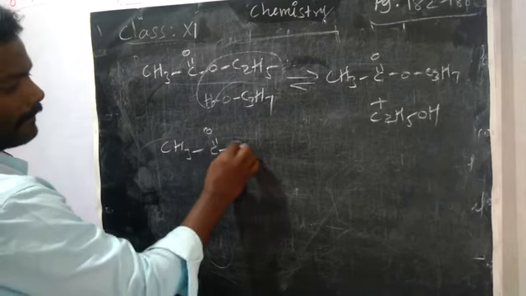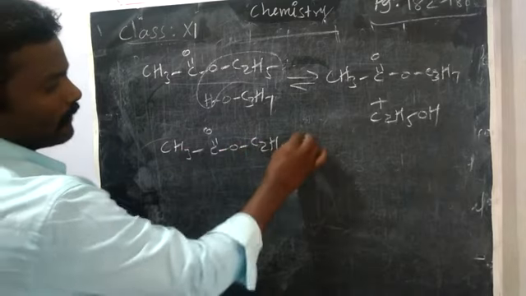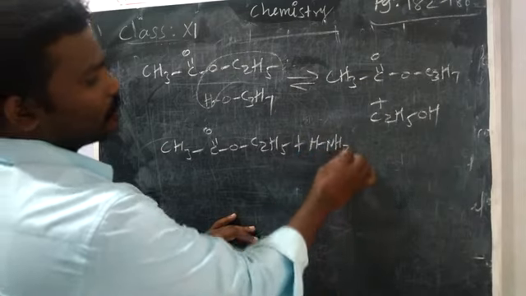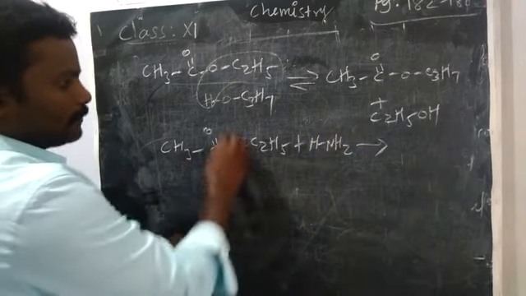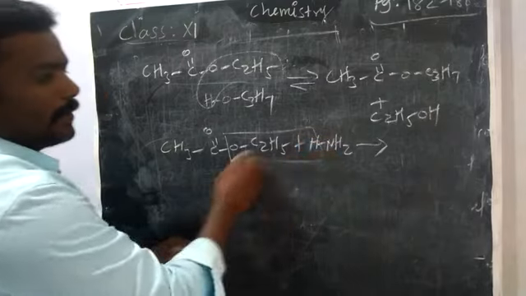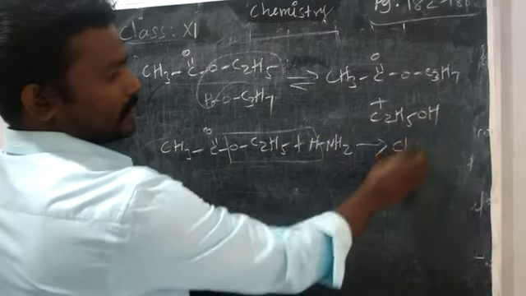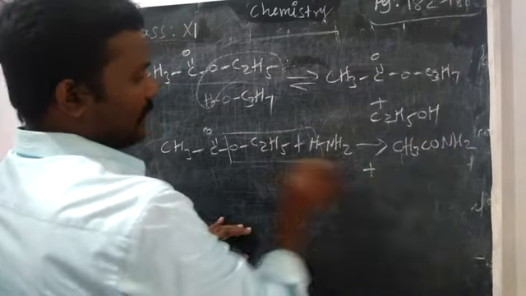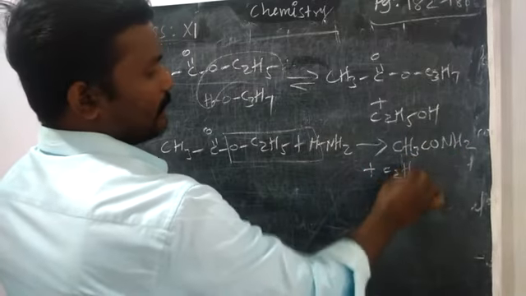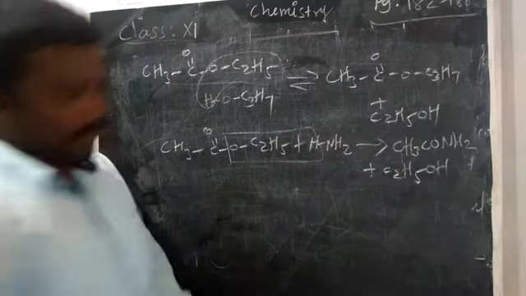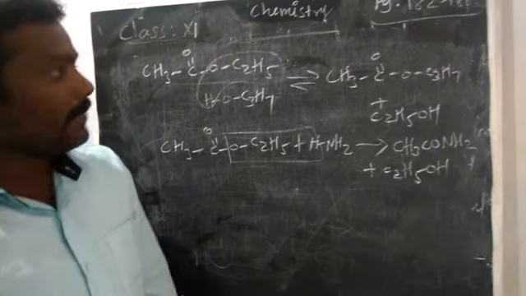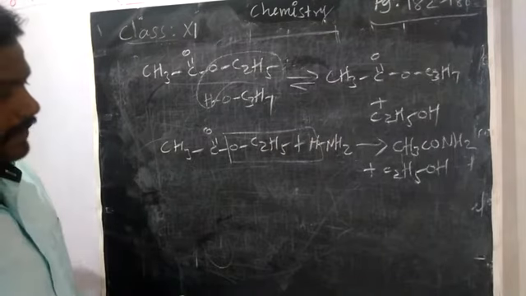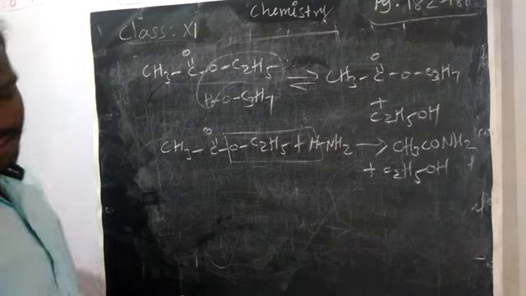Ester with ammonia, NH3, how will you write? HNH2. So, ethyl alcohol, then acetamide, CH3CONH2 acetamide plus ethyl alcohol, C2H5OH. Okay, so these are the chemical reactions of ester. Next one is very important, Claisen condensation.